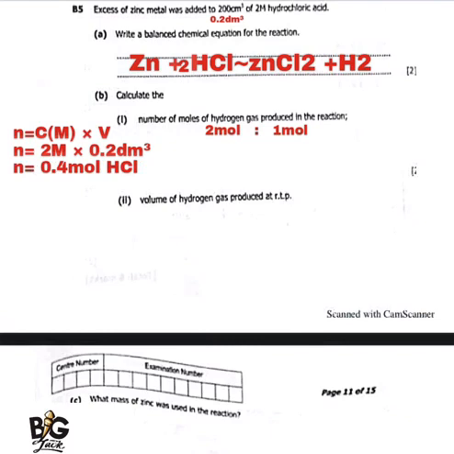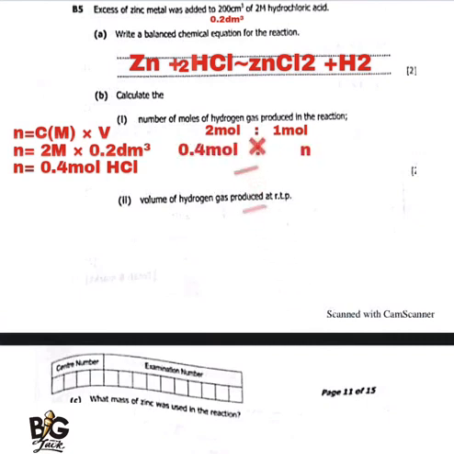So what I'm going to do here, I'm going to do like this. The moles for hydrochloric acid should be on the right side. So I'm going to say 2 moles to 1 mole of hydrogen. Then 0.4 to the number of moles that we don't know here. So I'm going to put just n, then cross multiply.